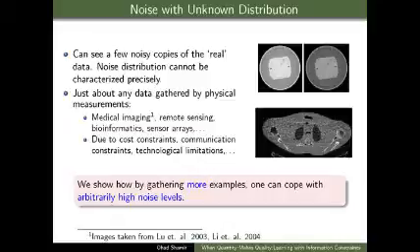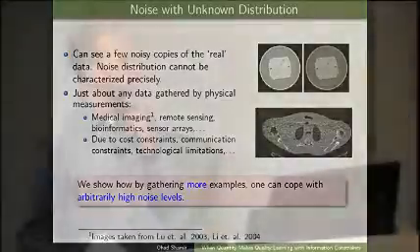Okay, the second setting I'm going to discuss is where you have noise. So the idea is that you have the real data out there, but you cannot really see it. Instead, you can only see a few noisy copies of the data. And moreover, you cannot even characterize precisely the noise distribution. So this is a very common problem in just about any data which is, say, gathered by physical measurements.